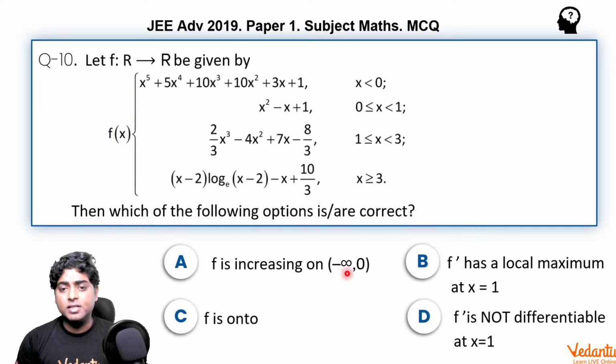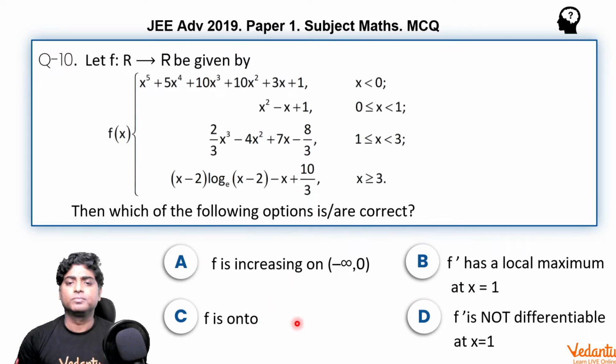Option A, f is increasing in minus infinity to 0. Option B, f dash has a local maximum at x equal to 1. So we need to check f double dash also, because in order to check the points of local maximum or minimum of some function, we need to find its first derivative. So the derivative of f dash would be f double dash. So we need to go up to f double dash.